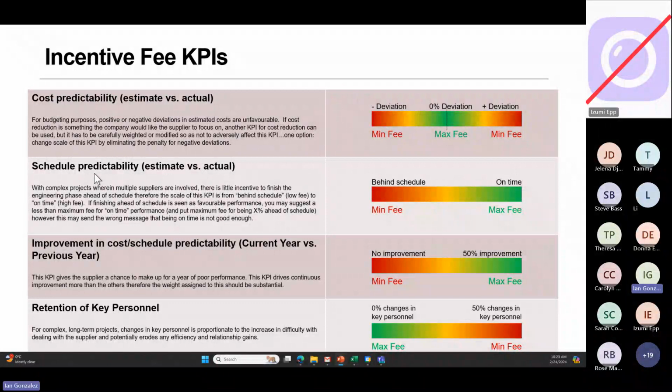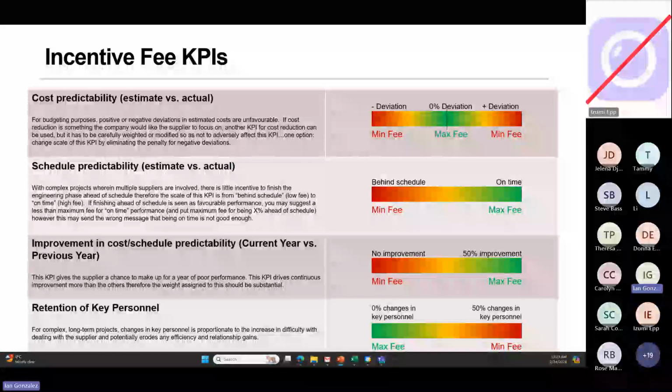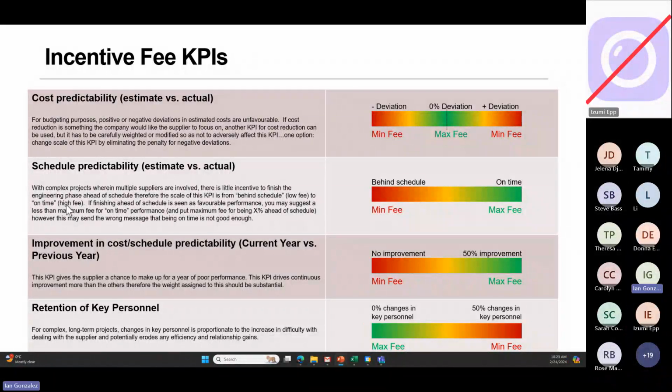What about this one? Schedule predictability. With complex projects wherein multiple suppliers are involved, there is little incentive to finish the engineering phase ahead of schedule. The scale for this KPI is from behind schedule, which is low fee, to on time, high fee. Because why would anybody try to be ahead of schedule when normally being on time is good enough. So in this case, if they are on time or ahead of schedule, they get the maximum fee. But if they are late, that's when they get penalized.